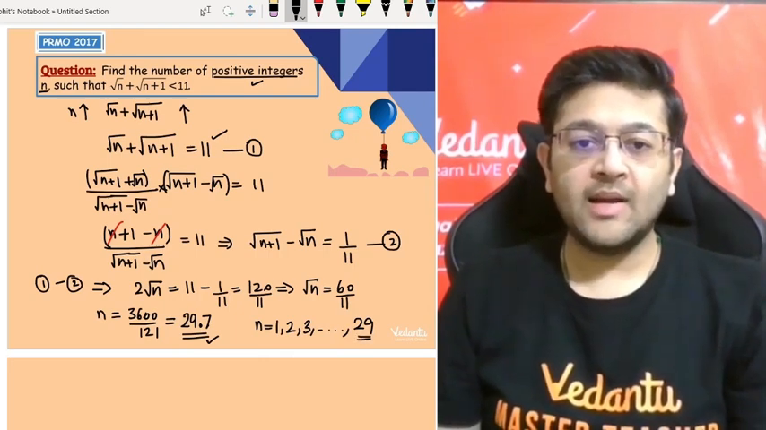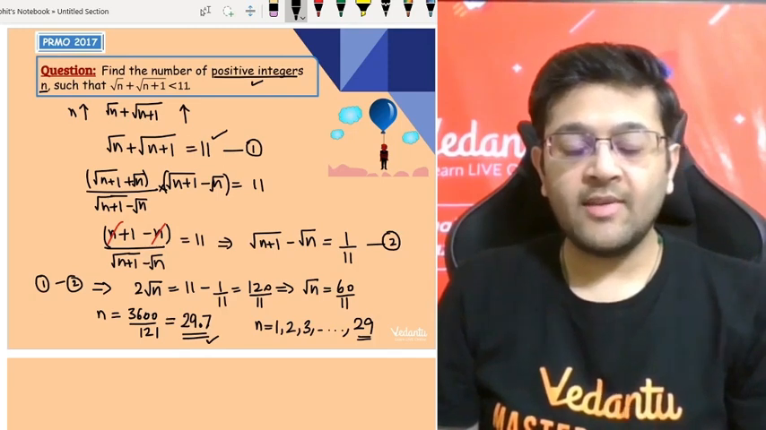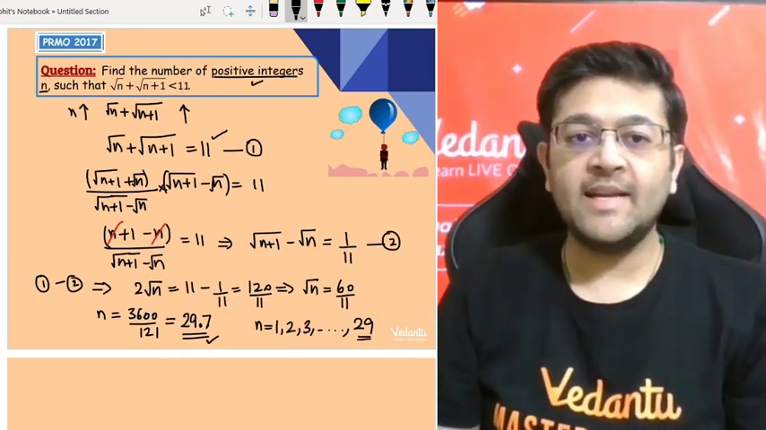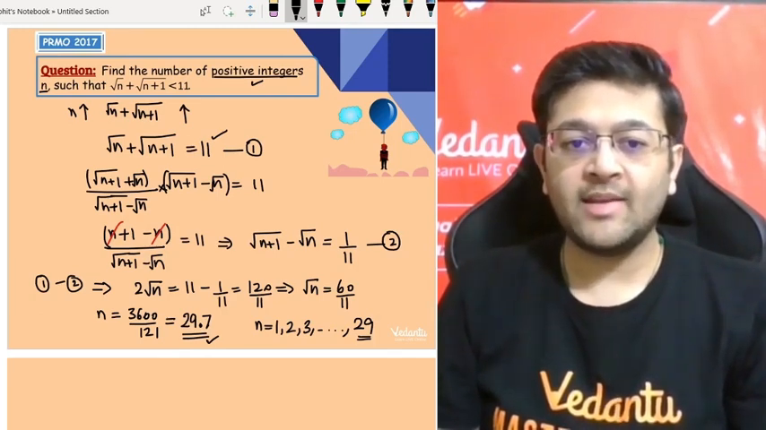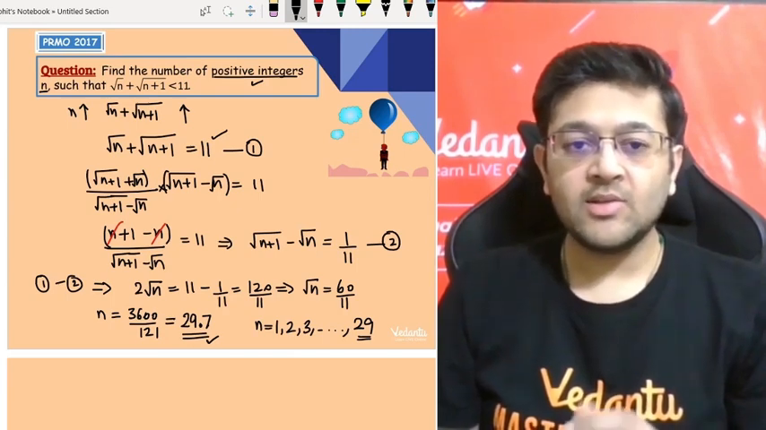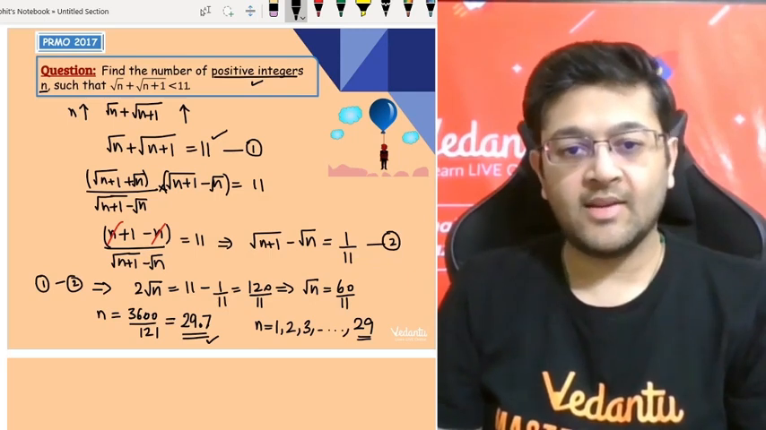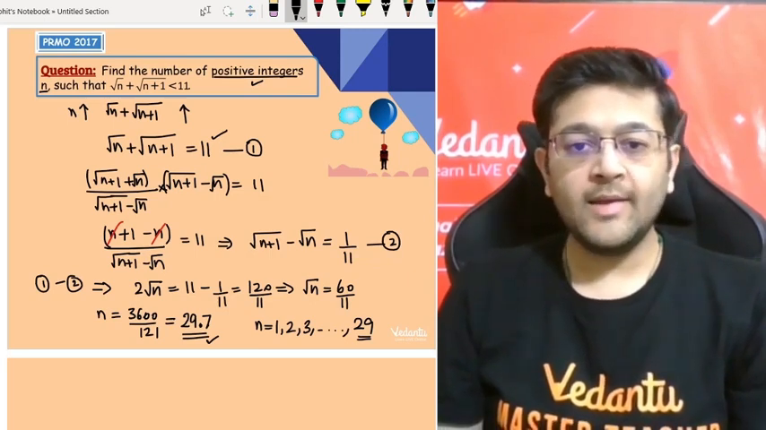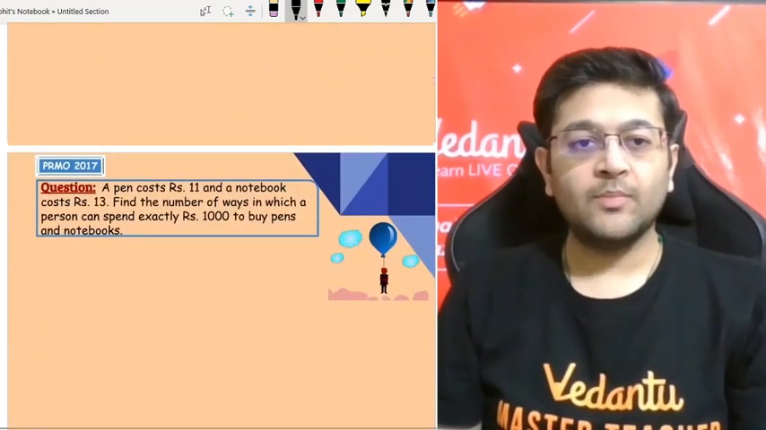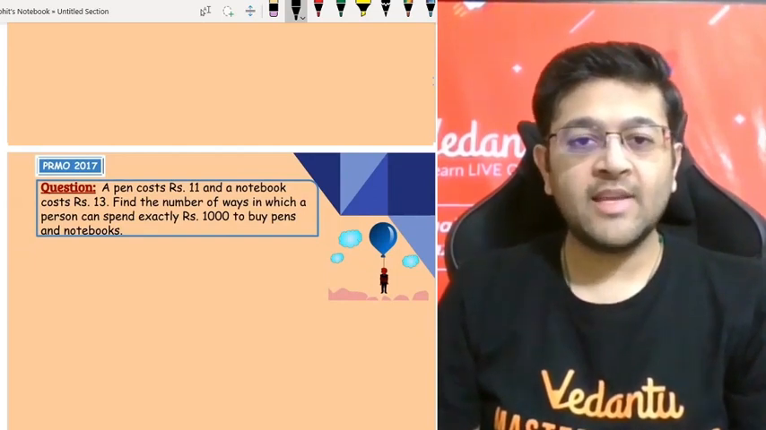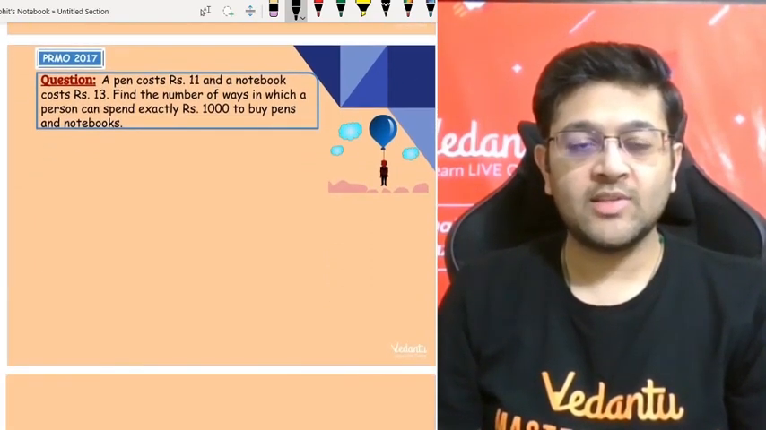I hope it is clear to everyone, because when we put 30, it will exceed 11. It is equal to 11 when n is 29.7. So if I exceed the value of n from 29.7, the value will exceed 11. I hope it's clear. So without wasting any more time, let's move on to the next question.